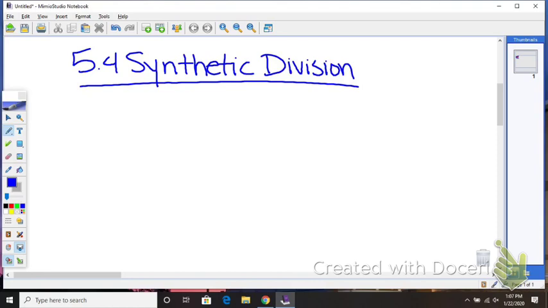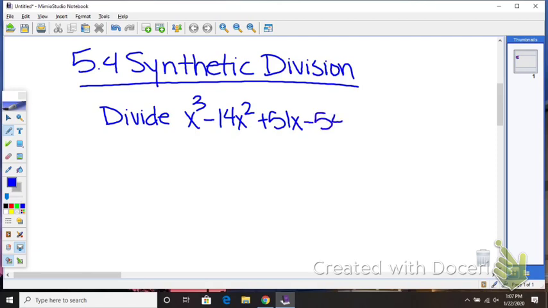Okay, so synthetic division is the easier one of the two you're going to find. But it doesn't work all the time. It only works when you're dividing by a certain binomial. So we're going to start by dividing x cubed minus 14x squared plus 51x minus 54 by x plus 2. So we're going to take all of that and divide it by x plus 2.